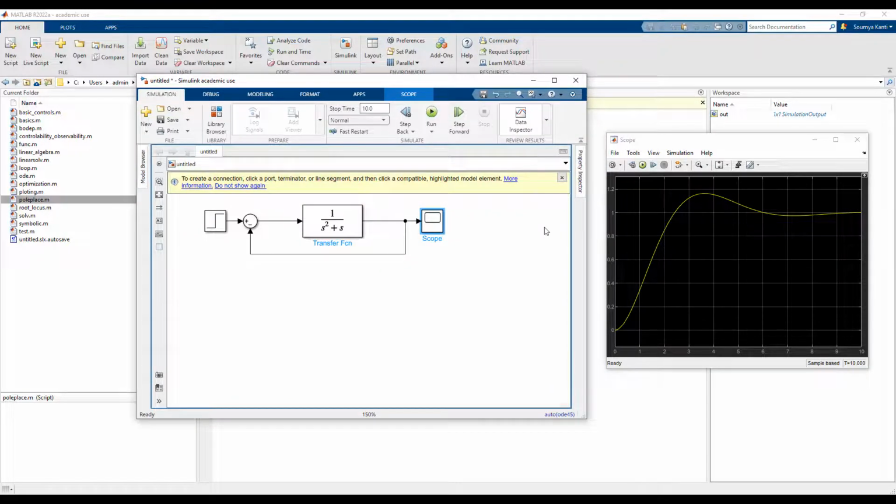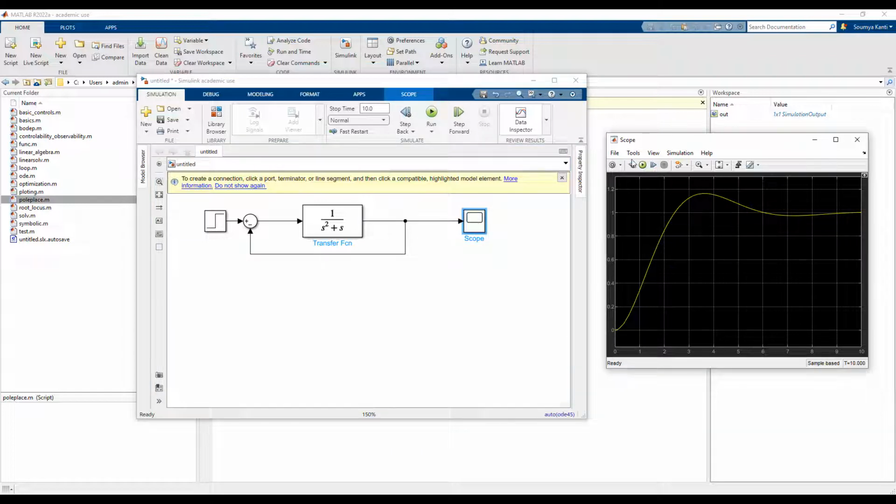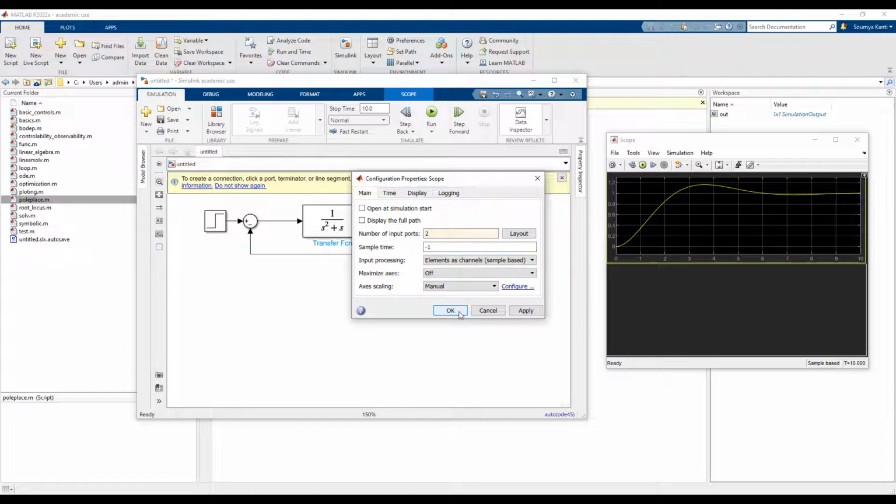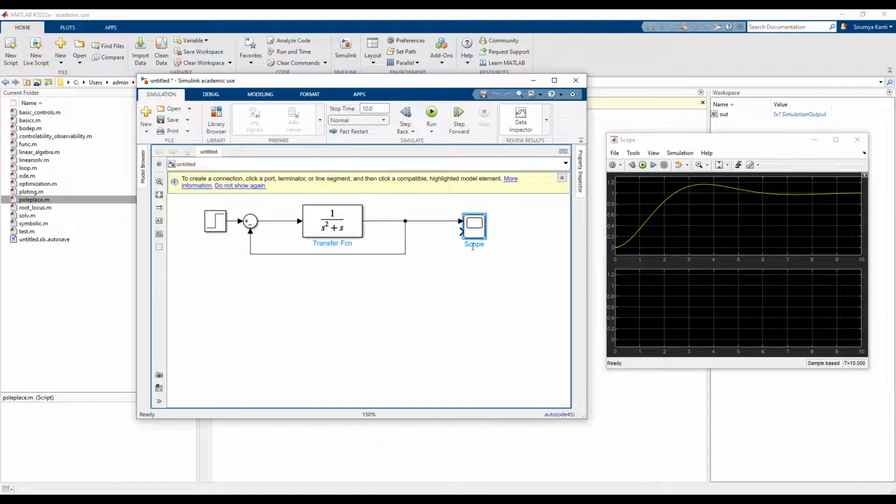Suppose I want to see two outputs, one the direct output and one the closed loop output. Means one will be the open loop one and one will be the closed loop one, in the same scope. So what you can do is press this configuration button. There the number of ports is 1. I can change it to 2, and I can change the layout of the grid. I made it 2 by 1. Something like this. Okay? If I press OK, you can see now there are two inputs to this scope.